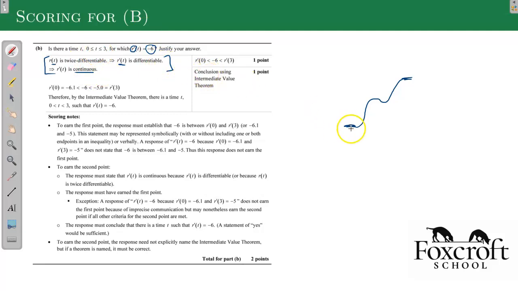Then for the intermediate value theorem, I need to find the lower value and the higher value. At 0, I get -6.1. At 3, I get -5.0. And -6 is in the middle. So by the intermediate value theorem, I have to declare the name. Using the intermediate value theorem, I know there's a value in the middle. This whole question is recognizing it's an intermediate value theorem question. If you have a table and they're asking if your function given in the table has a value, that's an intermediate value theorem question. If they're asking if its derivative has a value, that's a mean value theorem question.